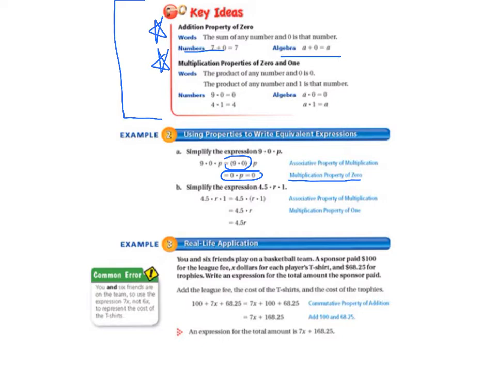And then letter B, we're asked to simplify the expression 4.5 times r times 1. So we're going to use the associative property of multiplication, 4.5 times r times 1. We're going to regroup things and put r times 1 together. And so we know that that turns out to be just r, because r times 1 just equals r. So we have 4.5 times r for our final simplified expression.